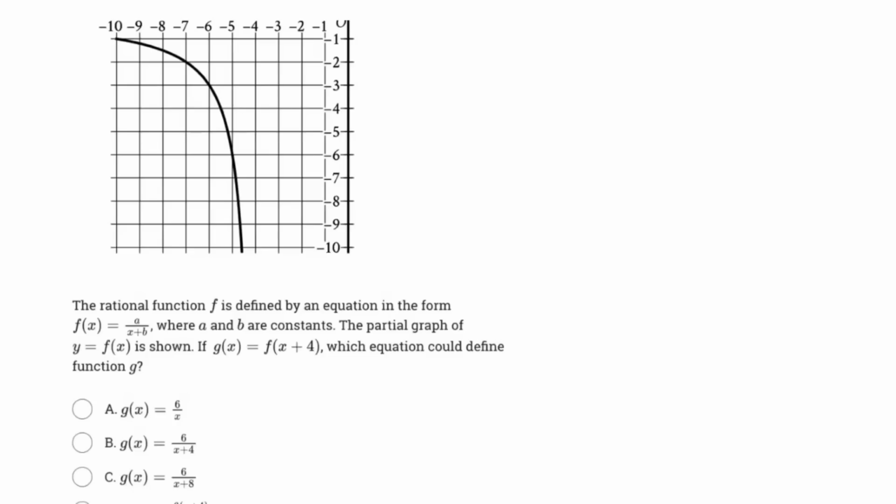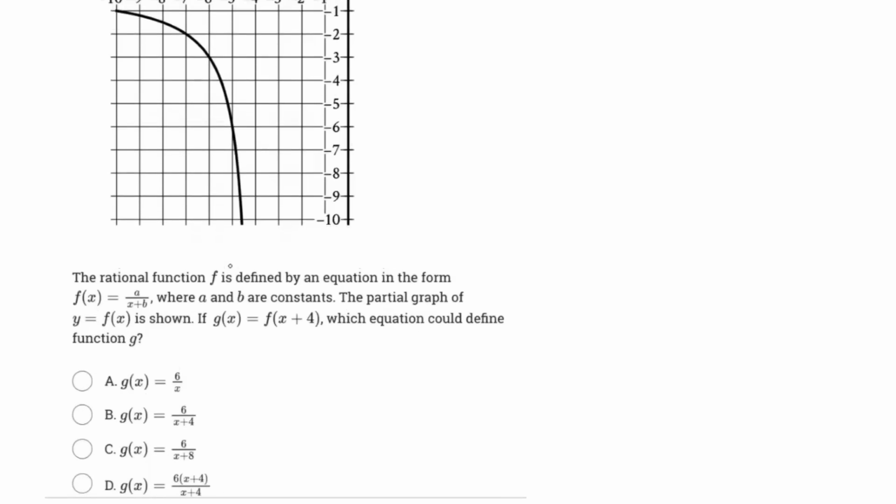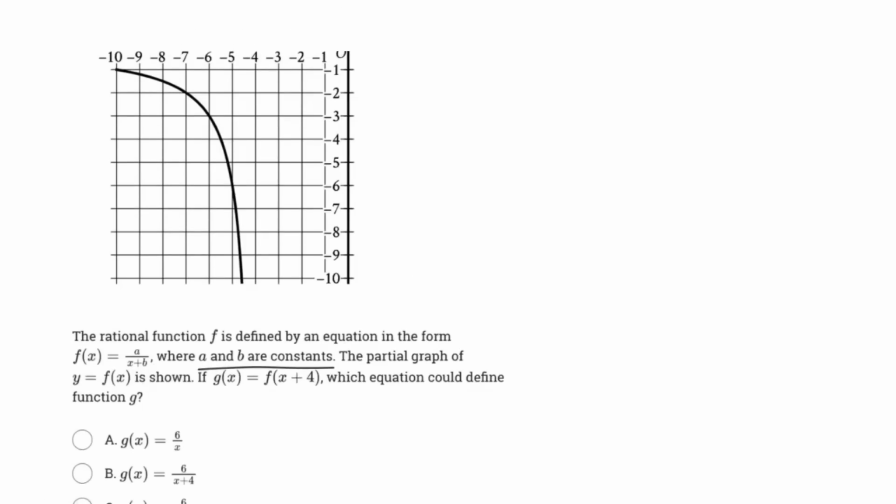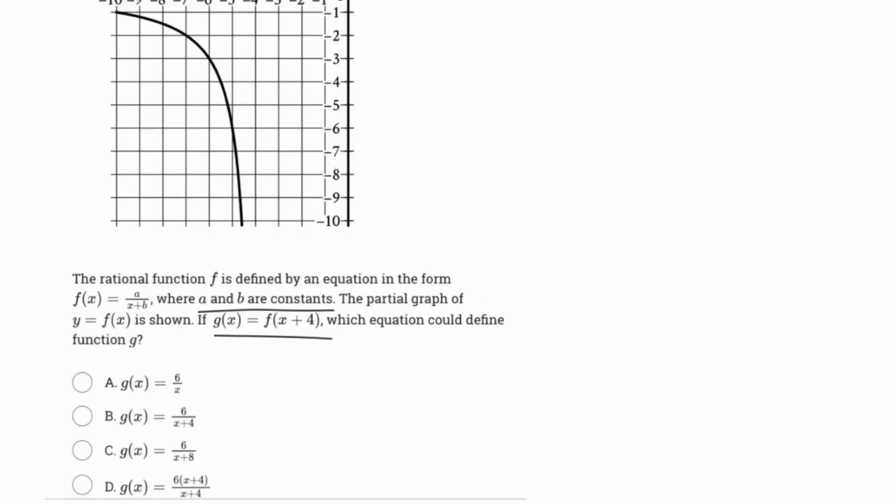Alright, so this problem says the rational function f is defined by the equation in the form f of x equals a over x plus b, where a and b are constants. The partial graph of y equals f of x is shown. If g of x equals f of x plus 4, which equation could define the function g?